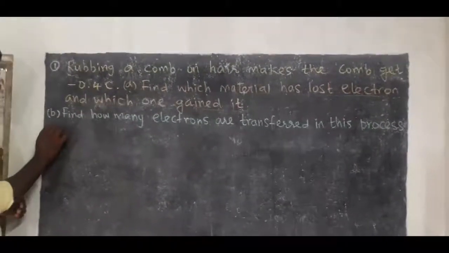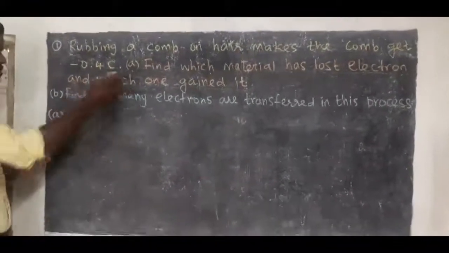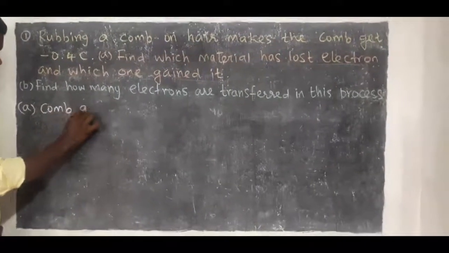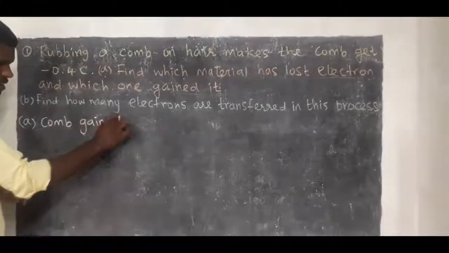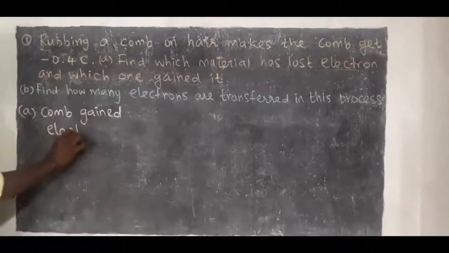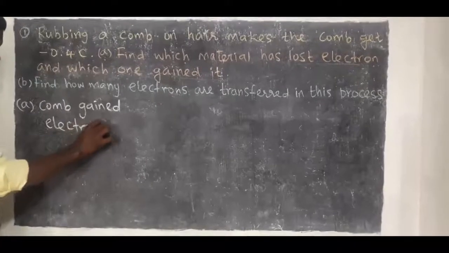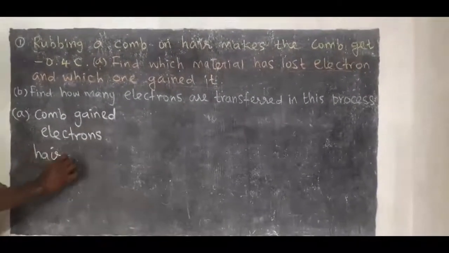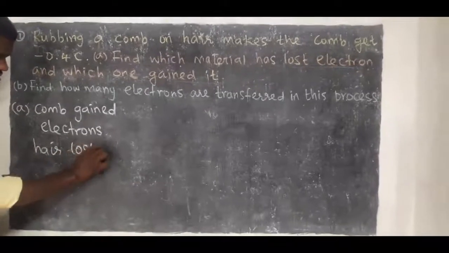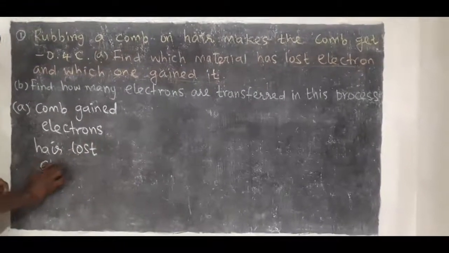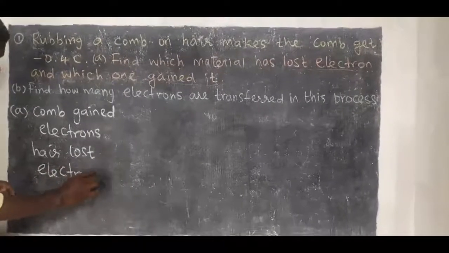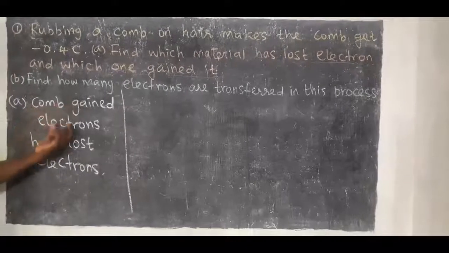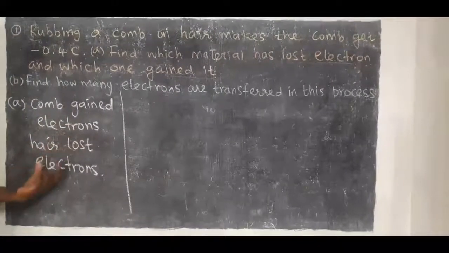As we already discussed, the comb gained electrons and the hair lost electrons. The comb gains electrons, then the hair lost electrons.